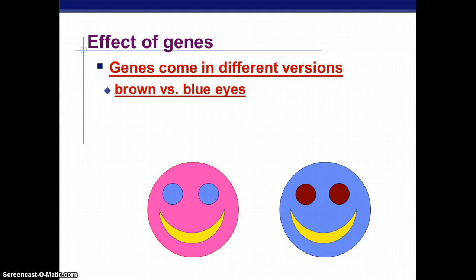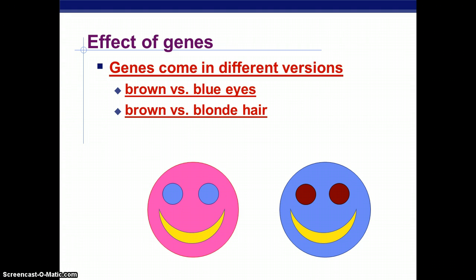So genes come in different versions, brown versus blue eyes in this case, or we can talk about brown versus blonde hair. Each of these traits is controlled by alleles. And we said in class that the allele is some part of the chromosome that codes for a certain trait.